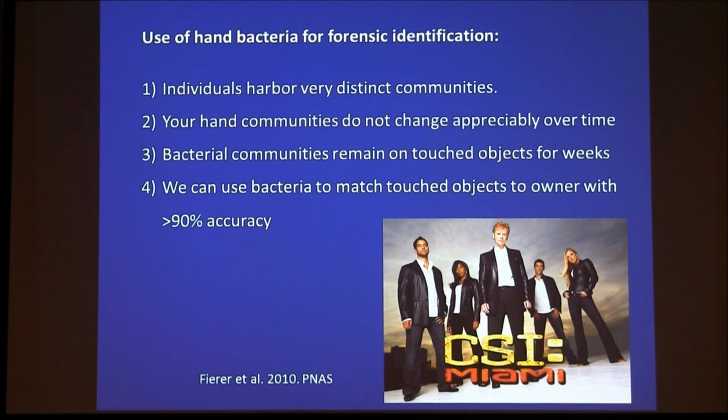And we did a series of other studies. Basically, the proof of concept is that you harbor very distinct communities. In fact, identical twins still harbor very distinct skin communities. They do not change appreciably over time. So they do change, but your bacterial communities still look like your bacterial communities, regardless of when they're sampled. They remain on touched objects for up to weeks, and we can use bacteria to match touched objects to owner with more than 90% accuracy.